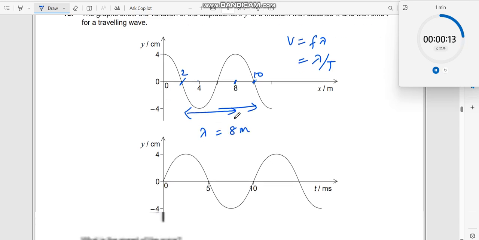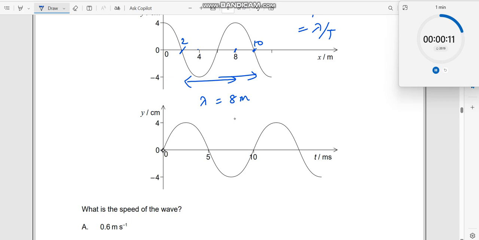And what about the time period? See, it starts from 0 here and over here it is 10. So therefore, the time period should be equal to 10 milliseconds. Remove this unit. Okay, you might make a mistake over here.